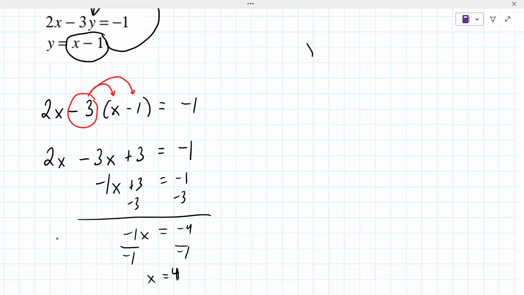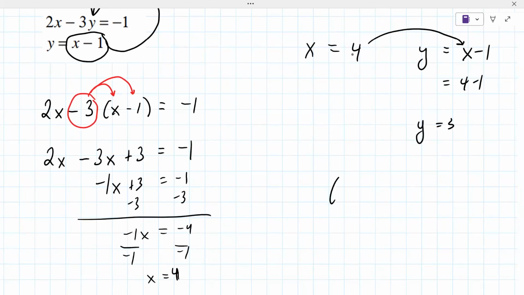Because there's an x equals and a y equals. To get the y equals, you go back to this equation here, y equals x minus 1. So x is 4, y is x minus 1. Your x value goes in there, 4 minus 1, so y equals 3.